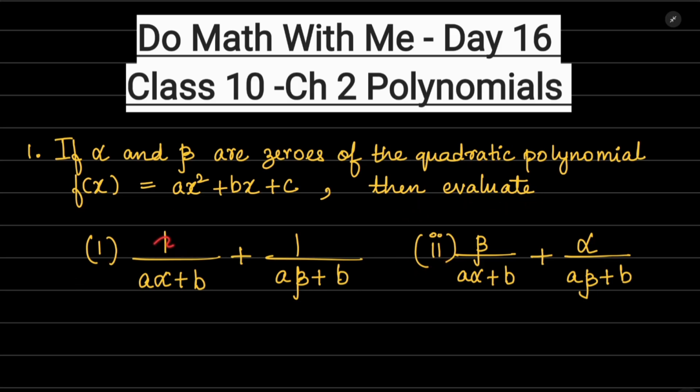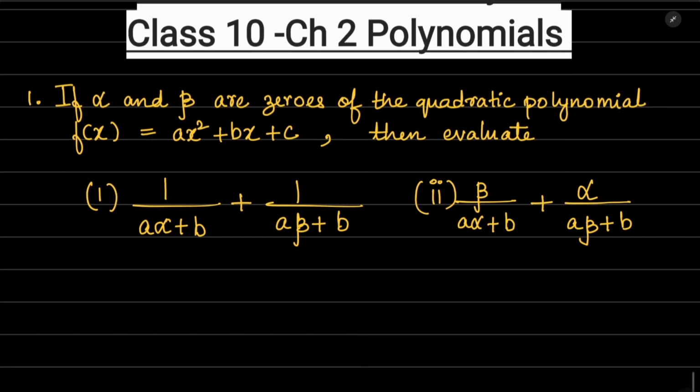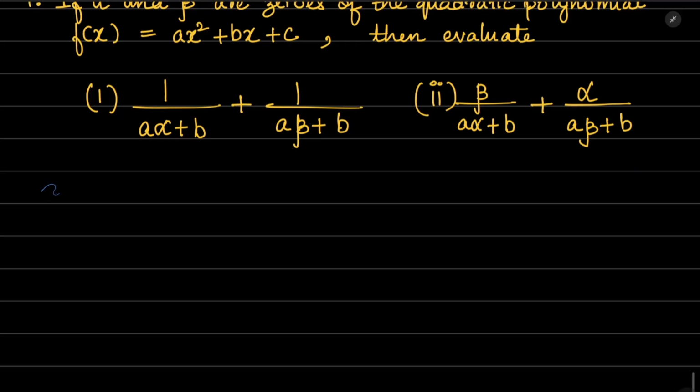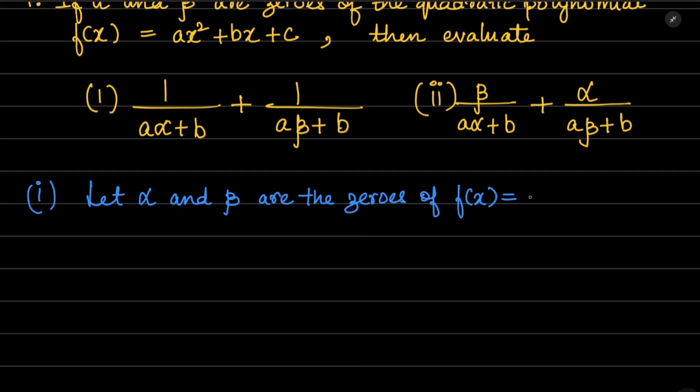You have to find the values of 1 by (a alpha plus b) plus 1 by (a beta plus b), and the second one also, which is in terms of alpha, beta, a and b. Let's get started with the first one. Okay, so the very first question, let us assume that alpha and beta are the zeros of the polynomial f of x equal to the standard quadratic polynomial ax square plus bx plus c.